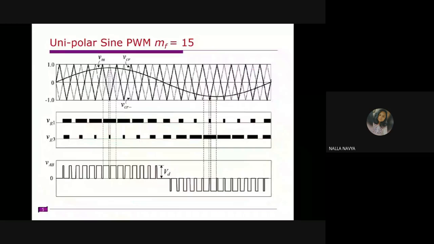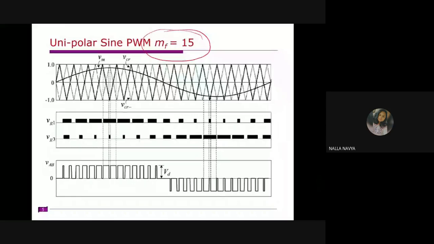The same thing, unipolar PWM with MF equal to 15, but the difference is here you have only one modulating signal, and here you have one modulating signal but two carrier signals. Those two carriers are in opposite direction.